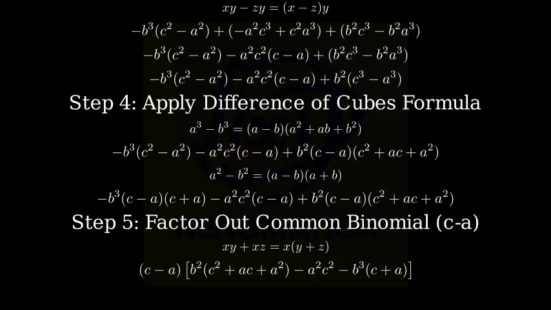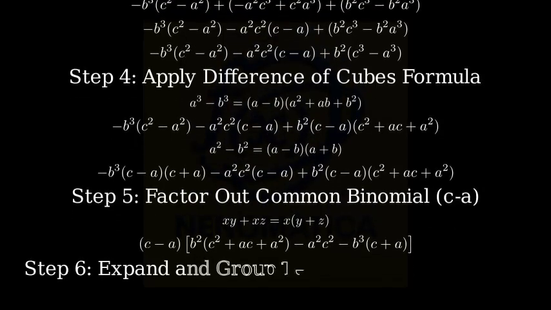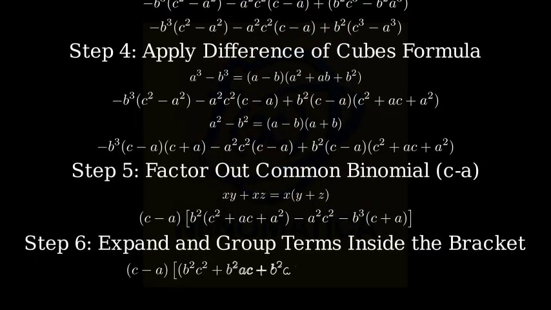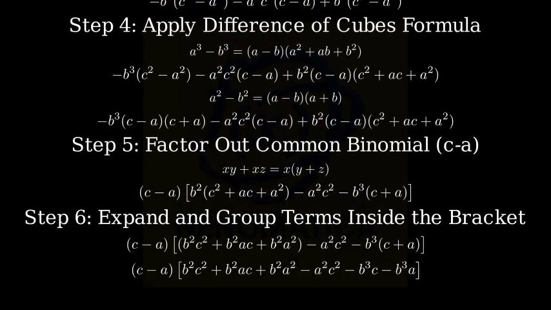Let's expand the expressions inside the bracket to continue our factorization. We'll multiply out each term. b squared times c squared is b squared c squared, b squared times ac is b squared ac, and b squared times a squared is b squared a squared. So our expression inside the brackets becomes b squared c squared plus b squared ac plus b squared a squared minus a squared c squared minus b cubed c minus b cubed a.